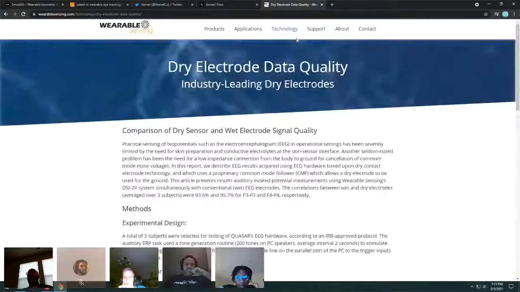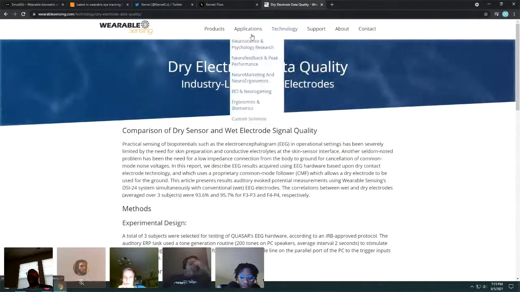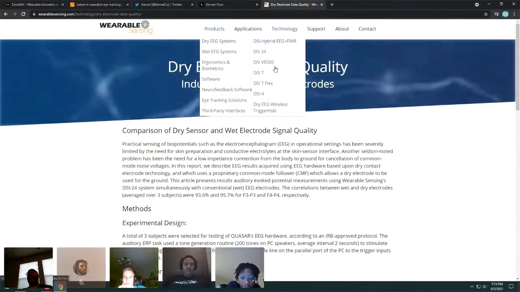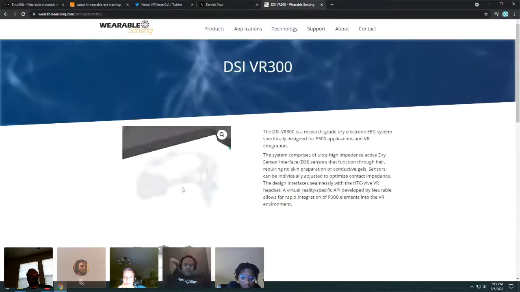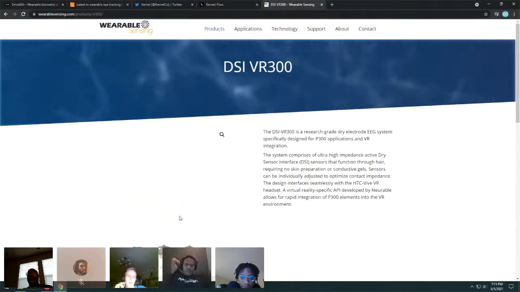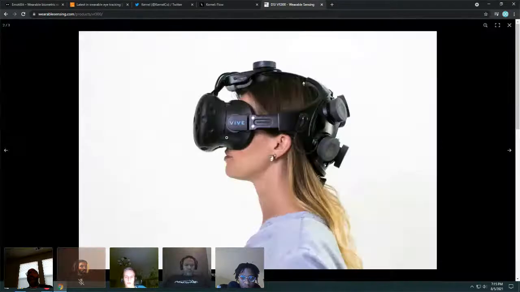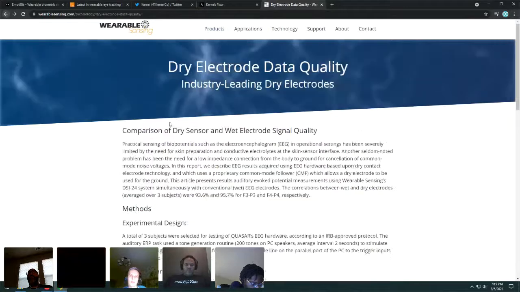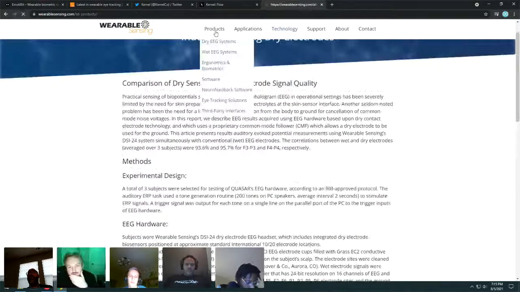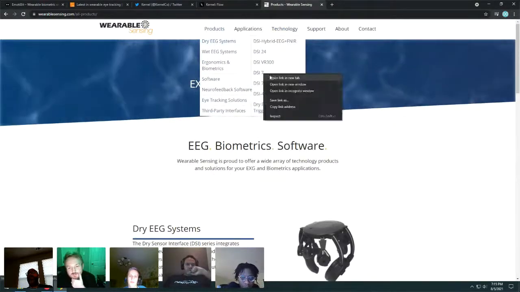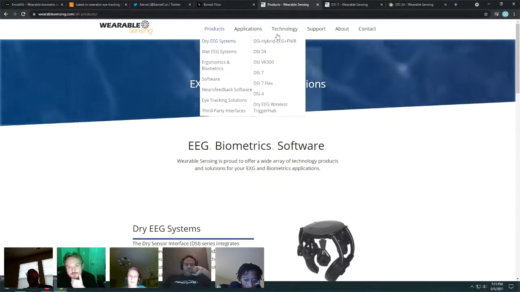Flexible is more popular these days. But here's what I wanted to highlight, the VR one that you saw off Neurable. This is their kit, pretty much, right here. This is what the Neurable VR kit looked like, and their typical version is going to be the DSI-7 or the DSI-24.